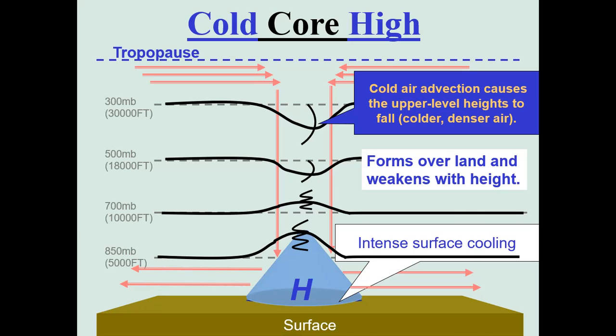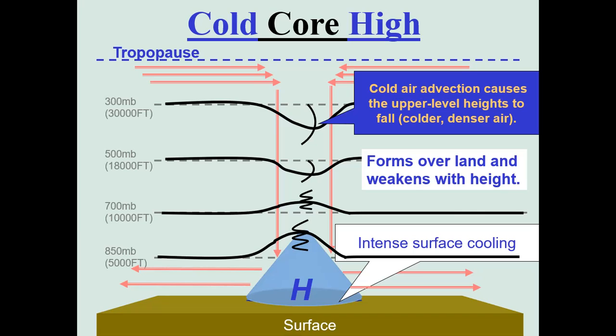But look at the difference here between the warm core and the cold core high. With the cold core high, we have something known as cold air advection, or the transport of colder air above these high pressure systems. You see up at 30,000 feet and 18,000 feet, it almost looks like a dip in that line, showing the upper level trough at 18,000 and 30,000 feet. You have a little bit of a ridging at 700 millibars or 10,000 feet, and then you have a ridge extending downward to 850 millibars or 5,000 feet.